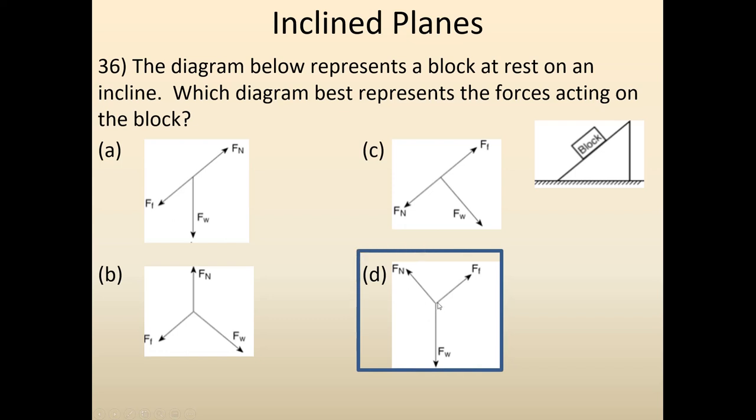And just to double check, all the other forces make sense. Fw, the weight of the object, goes straight down, and friction always acts parallel to the surface and also acts perpendicular to the normal force. That's one thing that you want to make sure that you have, that normal and friction are always perpendicular.